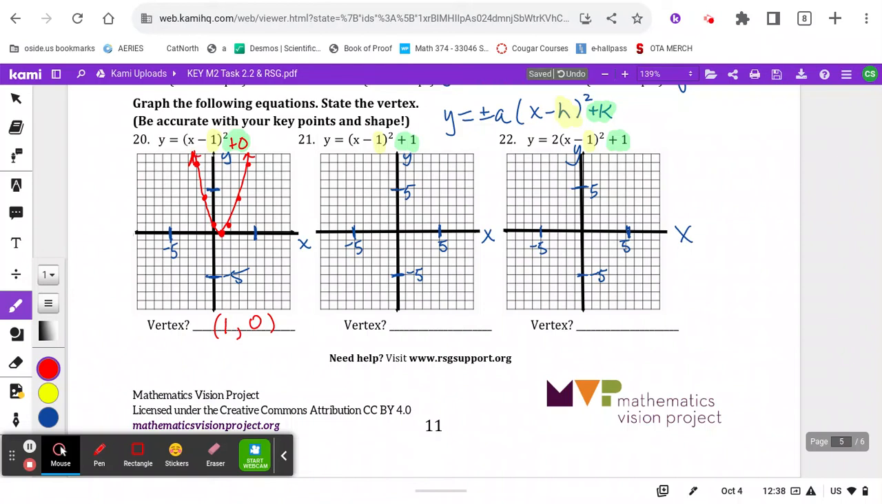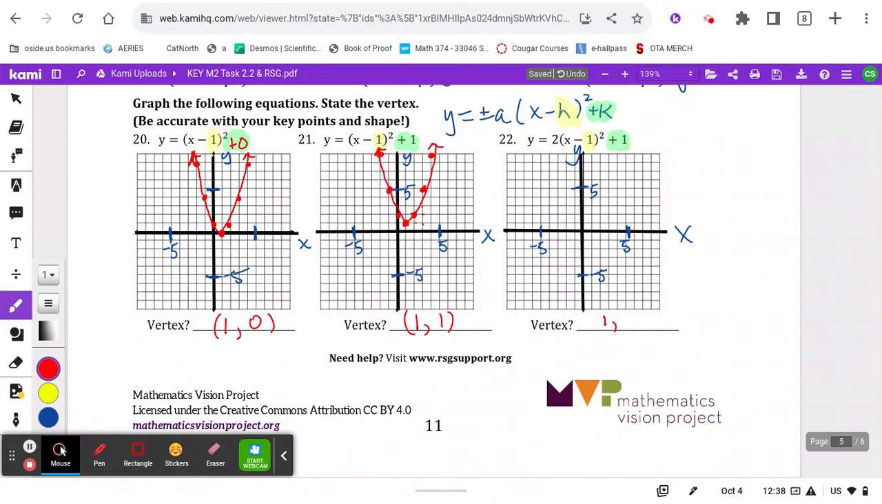Okay, next we have a vertex at right 1, up 1. So I go right 1, up 1 as my starting vertex point, and then it grows the same as the parent, out 1, up 1 on both sides. Out 2 from the vertex, 1, 2, 1, 2, 3, 4. Out 2, up 4 on both sides. Out 3, up 9 on both sides, connected.